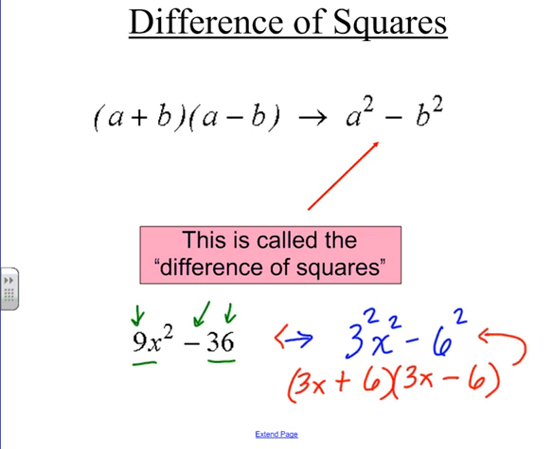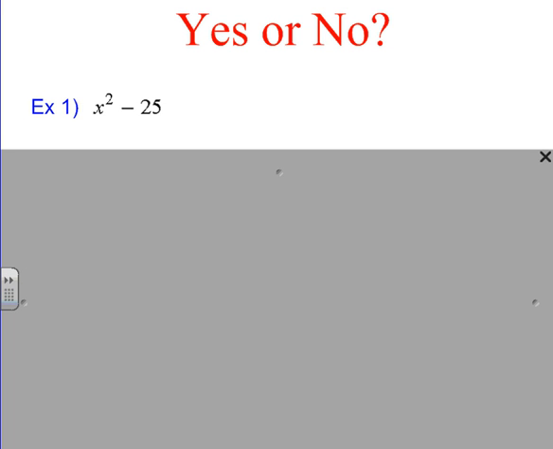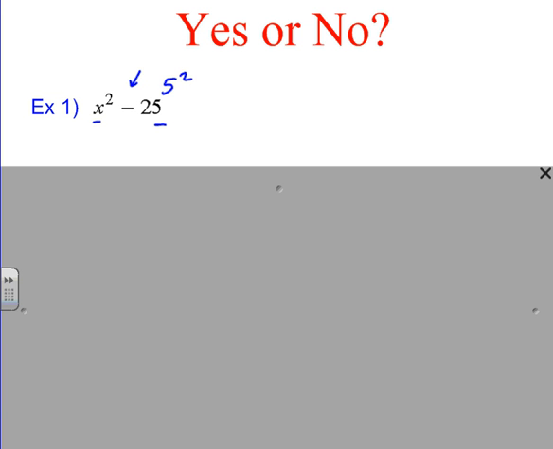So let's take a look at some problems, and you guys are going to tell me yes or no if they are difference of squares. Here we go, example number 1: x squared minus 25. Is this a difference of squares, yes or no? Well, two terms, so far so good. It's a difference, so far so good. x squared, that's nice. And then we also have a 25, which happens to be 5 squared. So for us, is this one? Yes, it is. So we write yes.